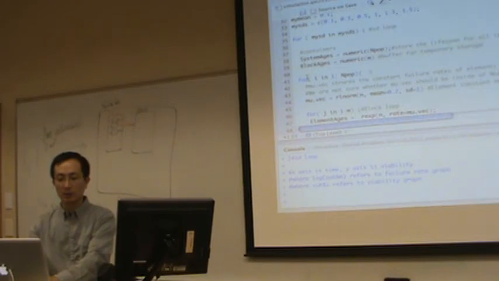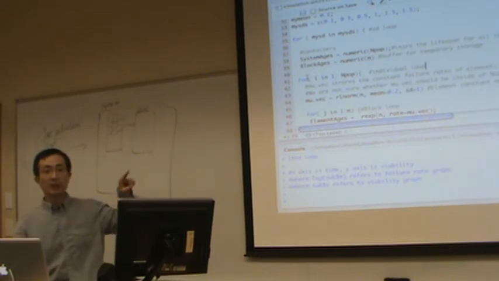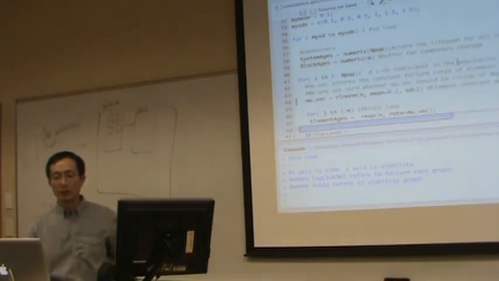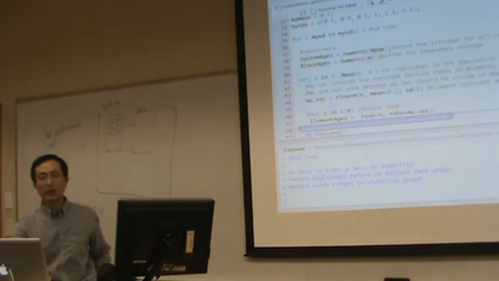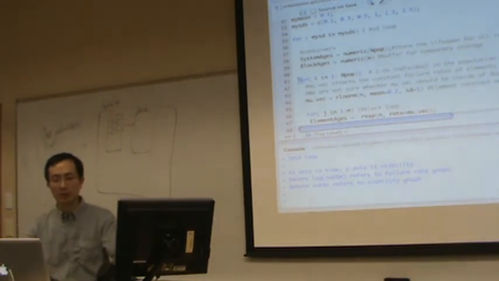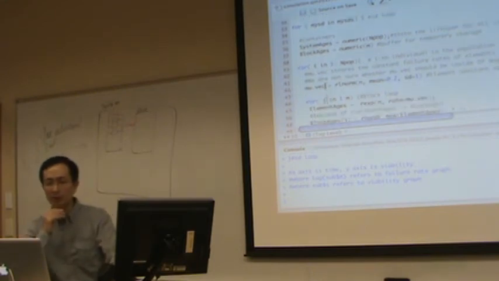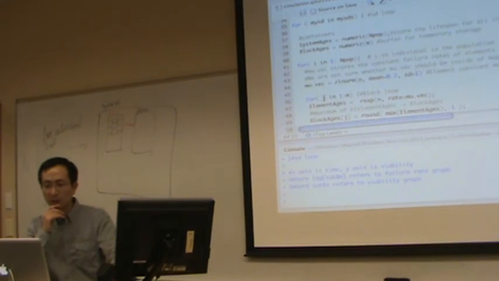Now I start the individual loop, where i indicates the ith individual in the population. Then I generate a mu vector, which is the constant failure rate of each element. I'm not sure whether the mu vector should be inside this individual loop or outside of it, but inside seems to give a better result. I didn't do a quantitative check, but that seems to be the case in the simulation.